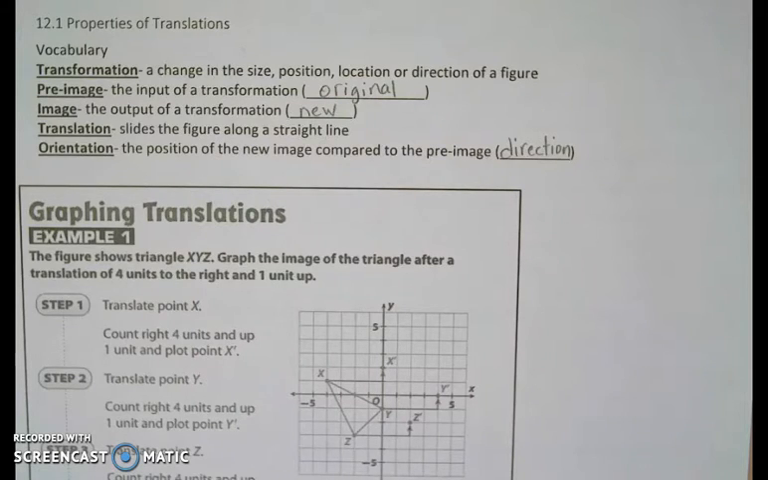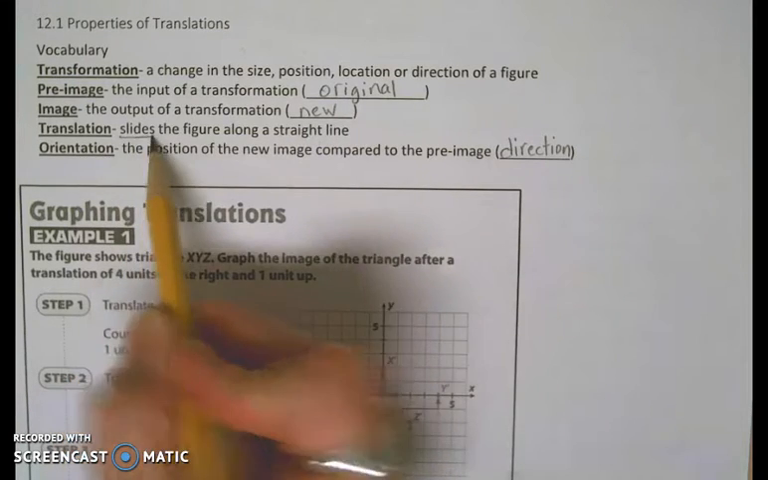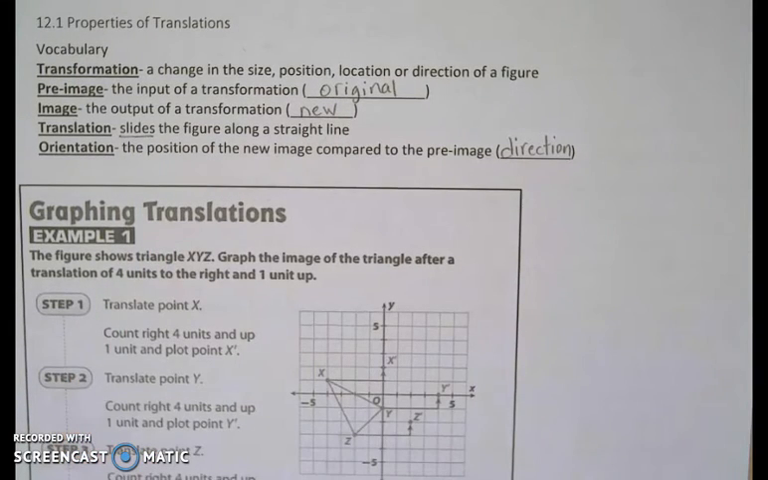A translation is a slide, so it slides the figure along a straight line. The orientation is the position of the new image compared to the pre-image, which is basically thinking of the direction that it moves.